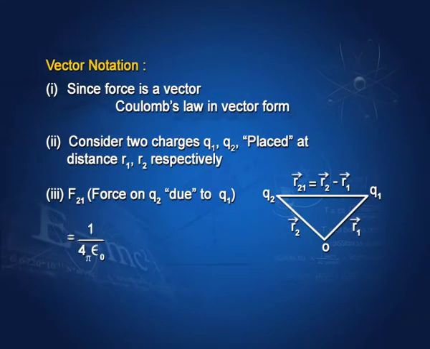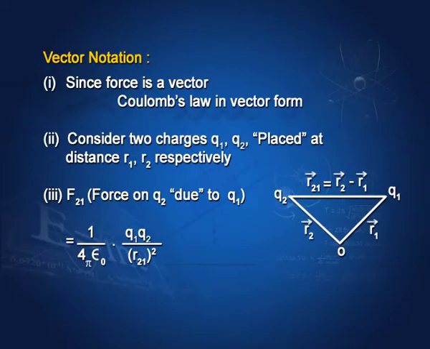Now, if I wanted to know how much force the charge Q2 is exerting upon the charge Q1, then I simply get 1 by 4 pi epsilon naught times the magnitude of the two charges Q1 and Q2 divided by the magnitude of the distance between the two charges, say R21. But what I have to consider here is the unit vector. Yes, the unit vector is really very important. It will give me the direction of the force acting here.